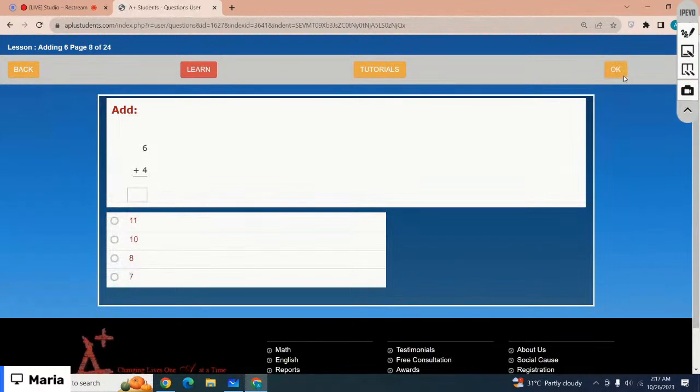Okay, the next one is 6 plus 4. So which is the correct option? 6 plus 4 makes, very good. That is 10. The correct option is 10. 6 plus 4 makes 10.